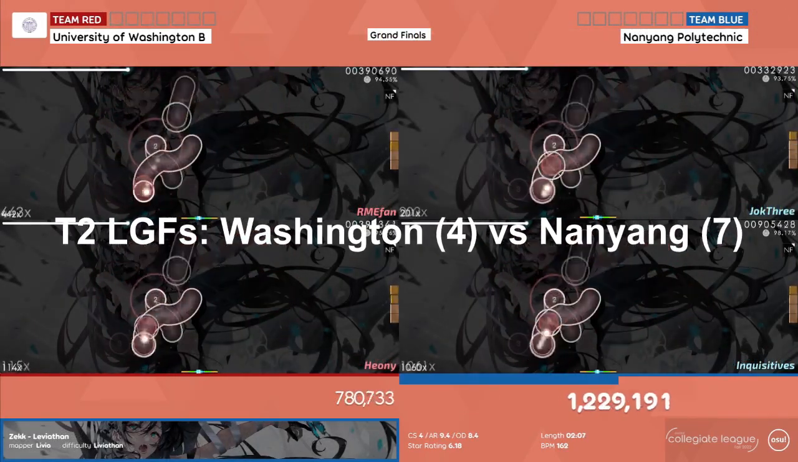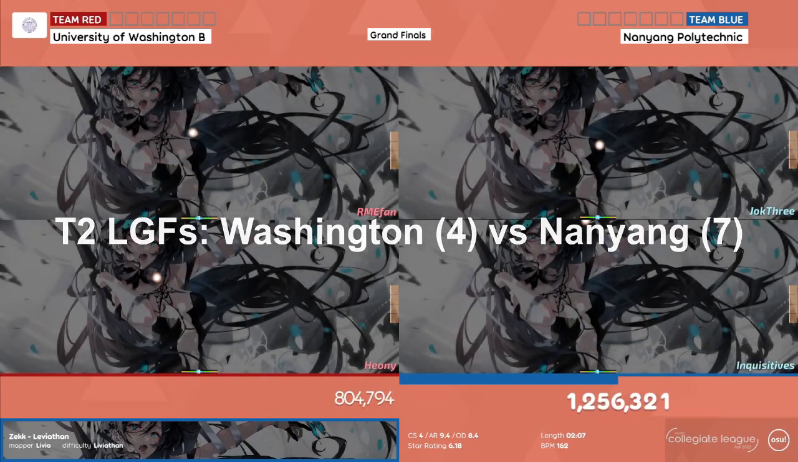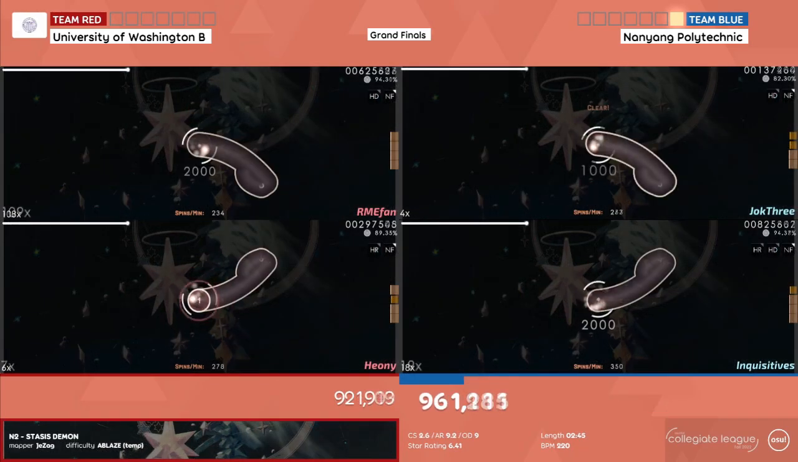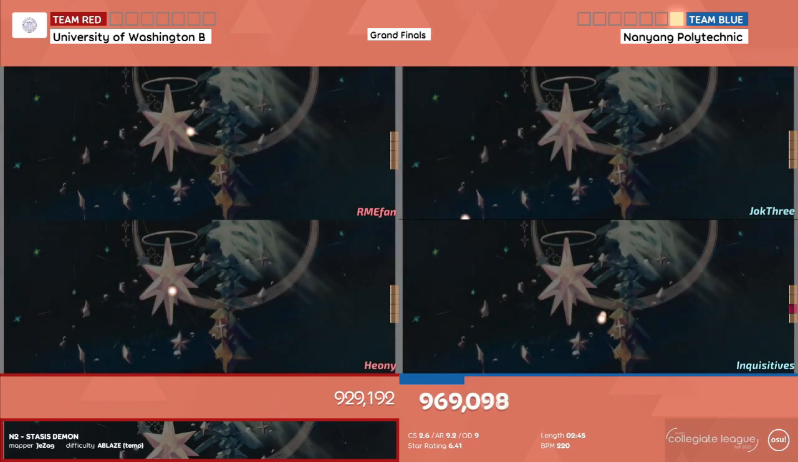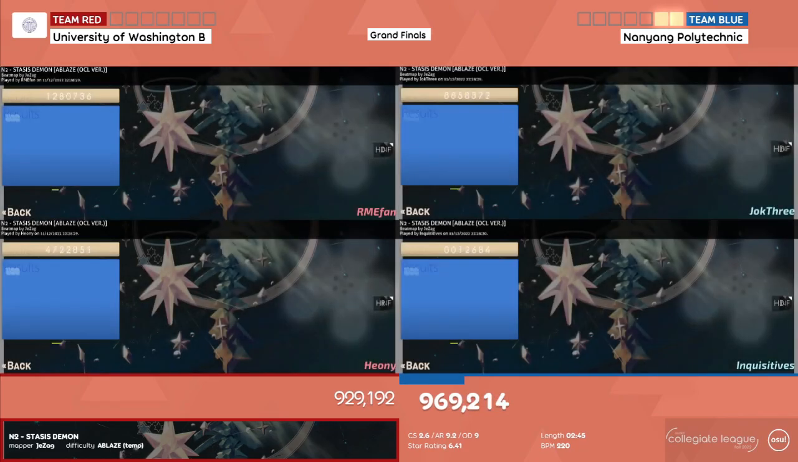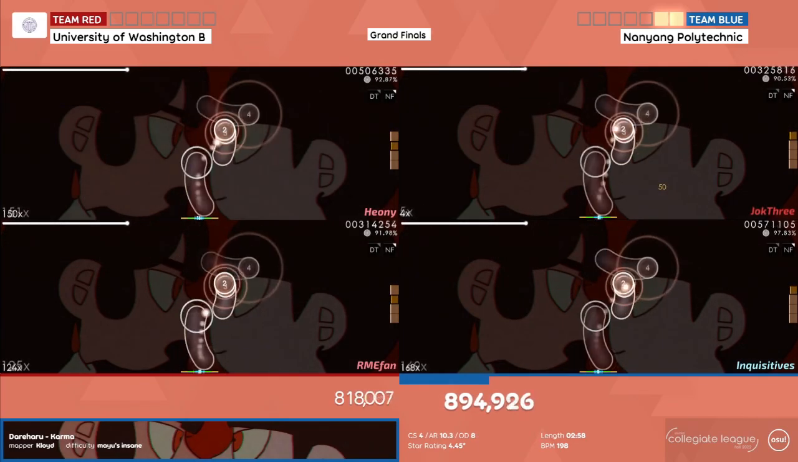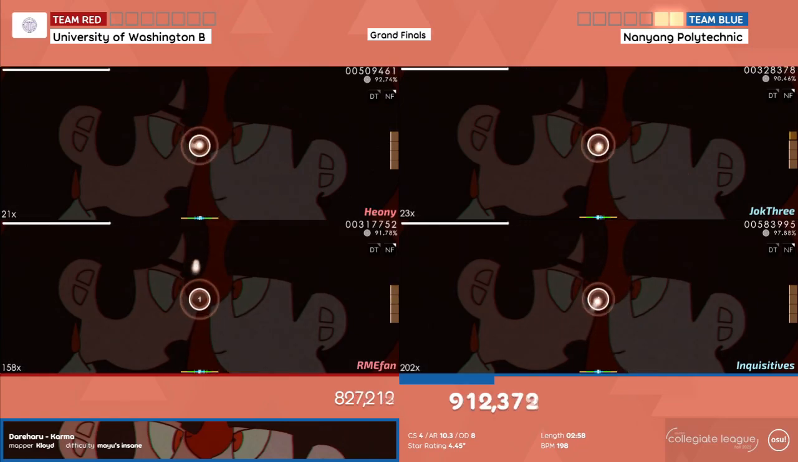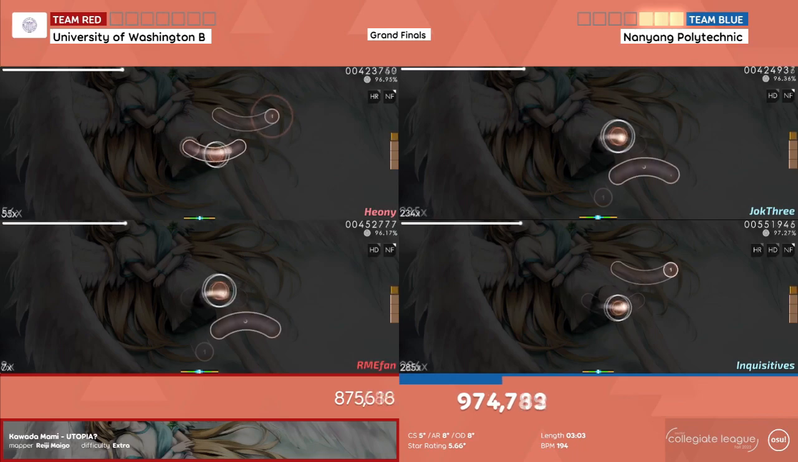The first match for the Tier 2 Grand Finals was in the losers bracket, between University of Washington's B team taking on Nanyang Polytechnic. Both of these teams had lost against University of California Berkeley's A team, so these two teams will face each other to determine who will not only finish in the top 2, but also have the opportunity to take on University of California Berkeley in a rematch.